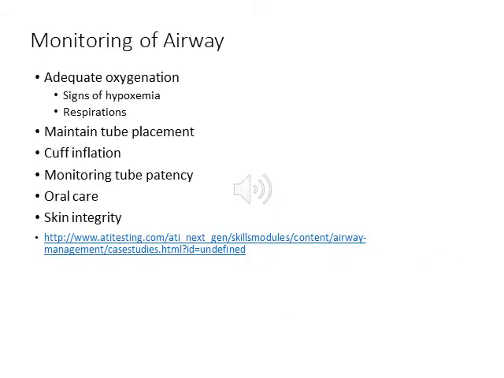Monitoring of the airway. This would be in ventilated patients. So we need to assure adequate oxygenation. We're going to look for signs of hypoxemia. What are we going to look for? We're going to look for their respirations, their respiratory rate. We're going to look at their oxygen saturation. We're going to look at their color. What other things might you look at to assure that you have adequate oxygenation?